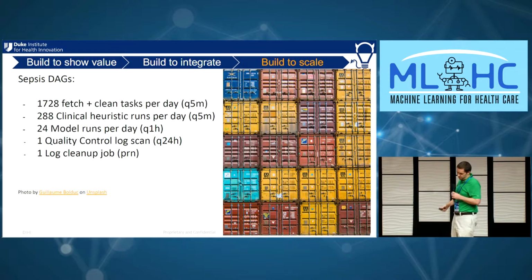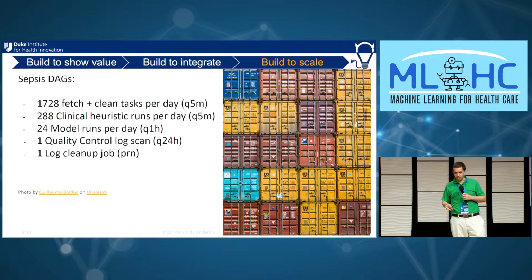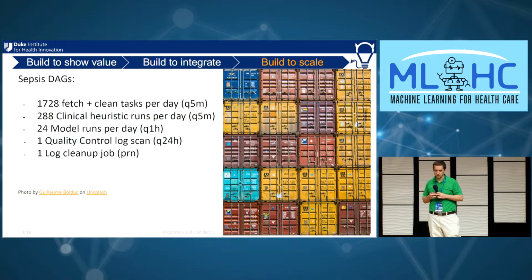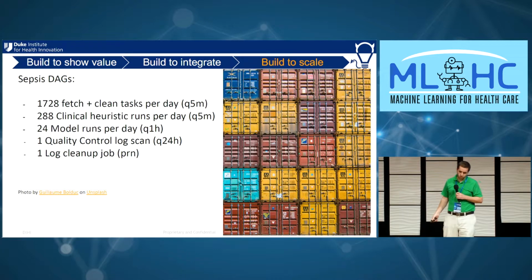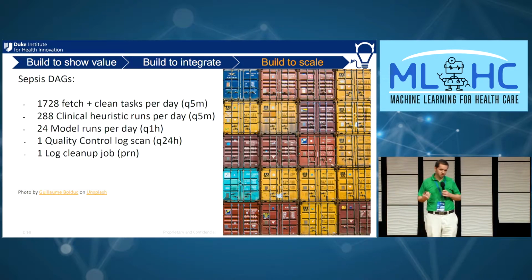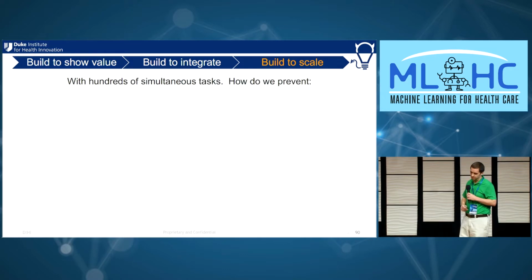So for sepsis specifically, we run about 2,000 tasks a day. These are multiple DAGs. I think it's something like 10 or 15 DAGs that end up spawning 2,000 tasks a day. Fetch and clean tasks run every 5 minutes. These pull from Chronicles, which is the live system behind Epic. We run clinical heuristics every 5 minutes as well, so this is calculating our sepsis definition. We run models every hour, and we do quality control log scans every 24 hours. And then whenever the logs get backed up, we run an extra job to clean them off. So we use Airflow for just about everything.